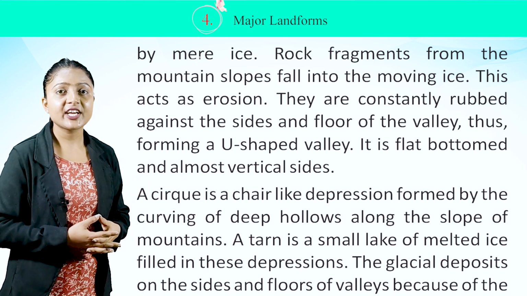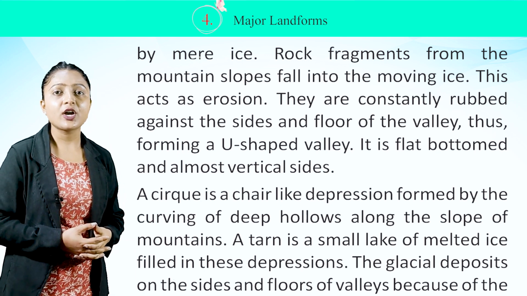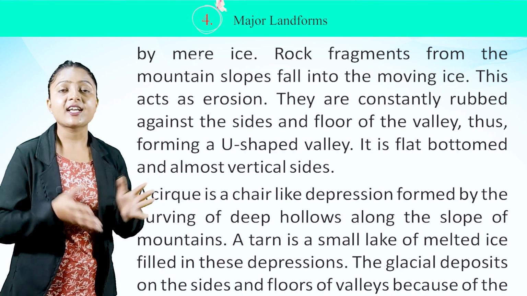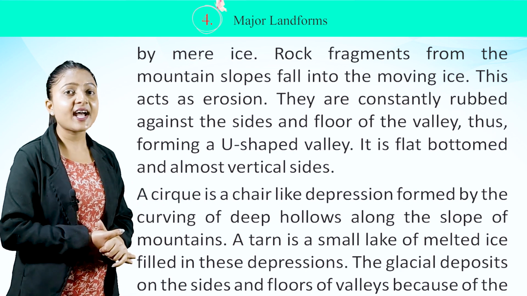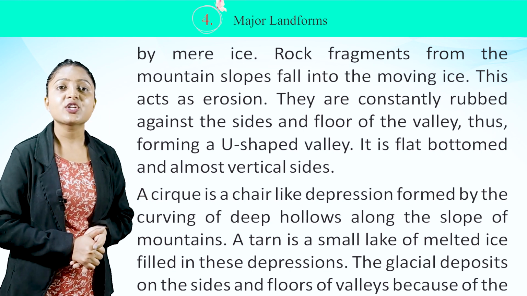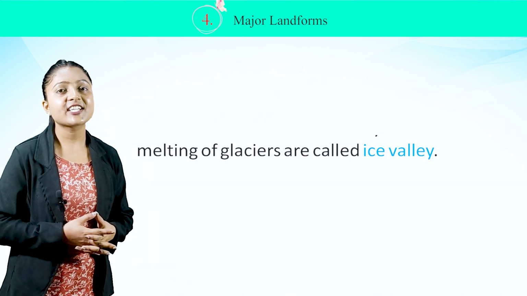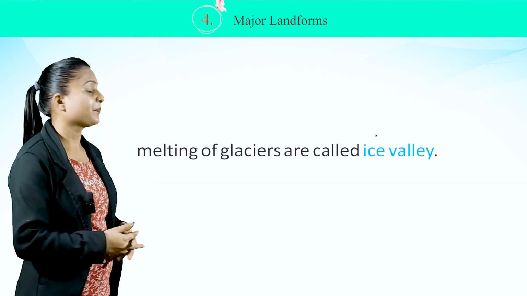A cirque is a chair-like depression formed by the curving of deep hollows along the slope of mountains. A tarn is a small lake of melted ice filling these depressions. The glacial deposits on the sides and floors of valleys because of the melting of glaciers are called glacial moraines.